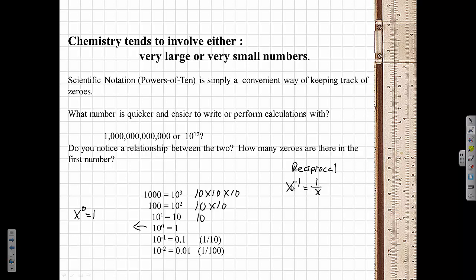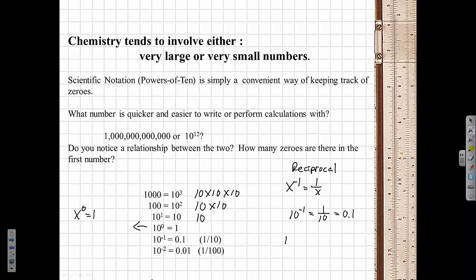Okay, so when you include this negative sign here, what you're saying is don't just take x, take the reciprocal, or 1 over x. So if we have 10 to the minus 1, what is that? 10 to the minus 1 is 1 over 10, the decimal equivalent of which is 0.1. Right? We can do the same thing here. 10 to the negative 2, well, what is that? Here I have the decimal equivalent is 0.01 or 1/100th.